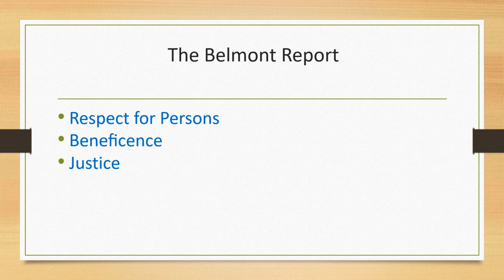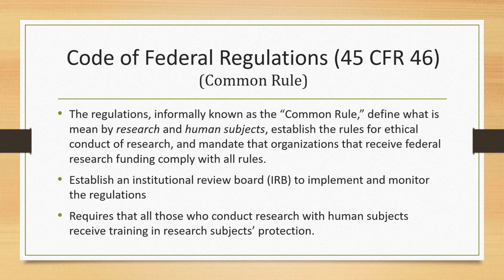The Belmont Report is named for the location in which the document was originally drafted in 1979 by the National Commission for the Protection of Human Subjects of Biomedical and Behavioral Research. This report, as you remember, established 3 fundamental ethical principles that should be used to guide all research with human subjects, and that's respect for persons, beneficence, and also justice.